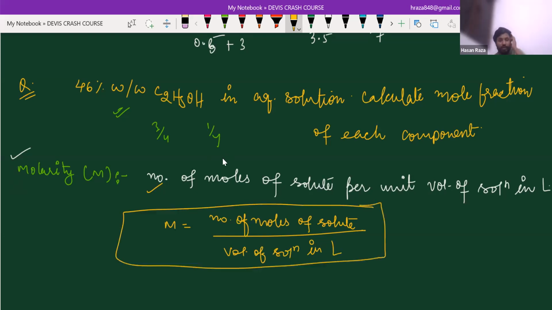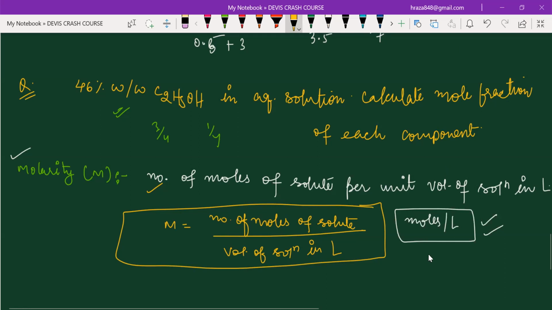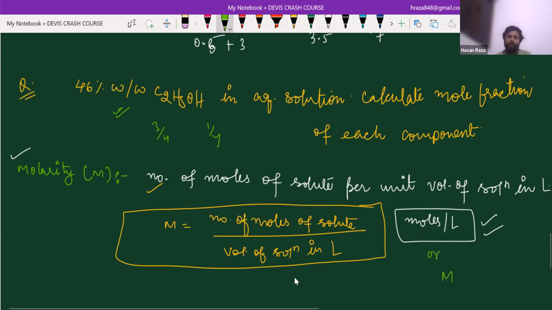Okay. So this is the formula, and what is the unit of this molarity? Since in the numerator we have moles and in the denominator we have liter, it will be moles per liter. We generally denote it by capital M. If we get 2 moles per liter, in books we will denote it with 2M. That means 2 moles of solute in 1 liter of solution.